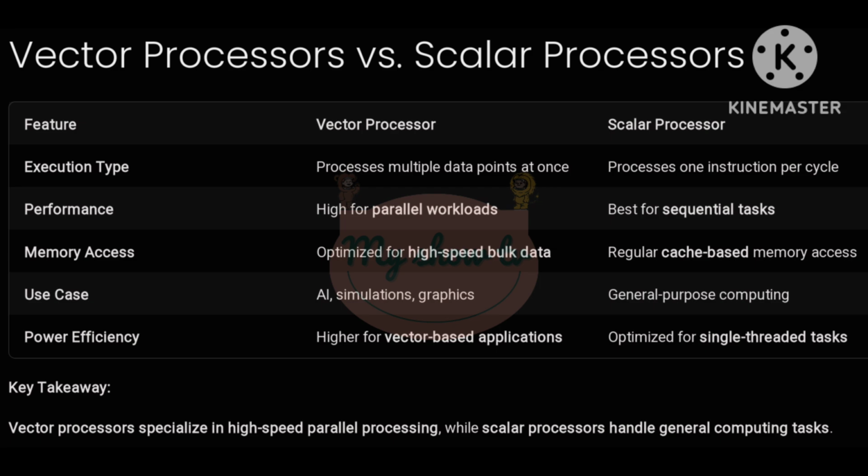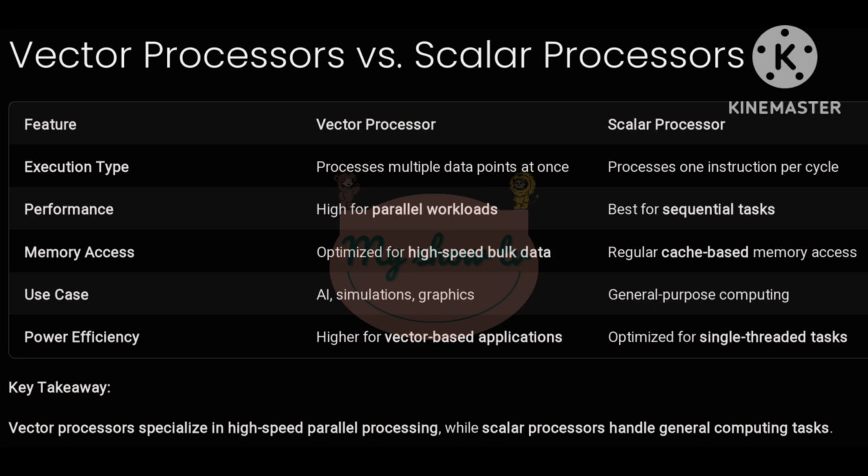Vector processors are designed for high-speed bulk data processing, fetching multiple data points simultaneously, which reduces memory bottlenecks. Scalar processors rely on cache-based memory access, meaning data is fetched and processed in smaller chunks, which may introduce delays when handling large datasets.